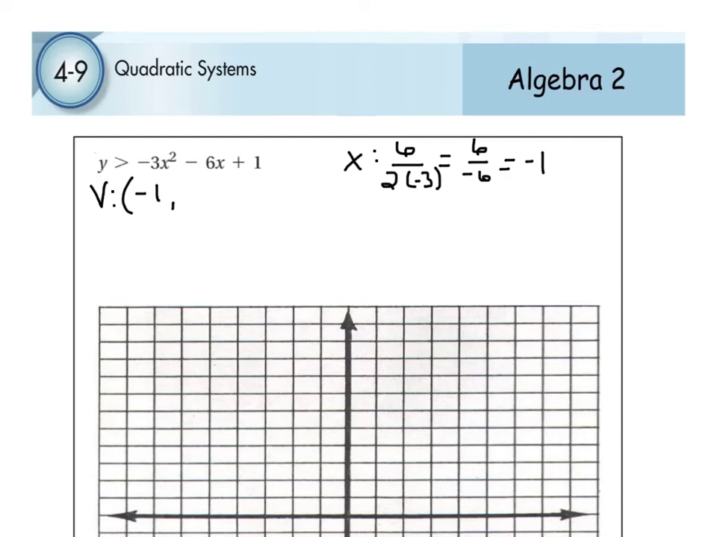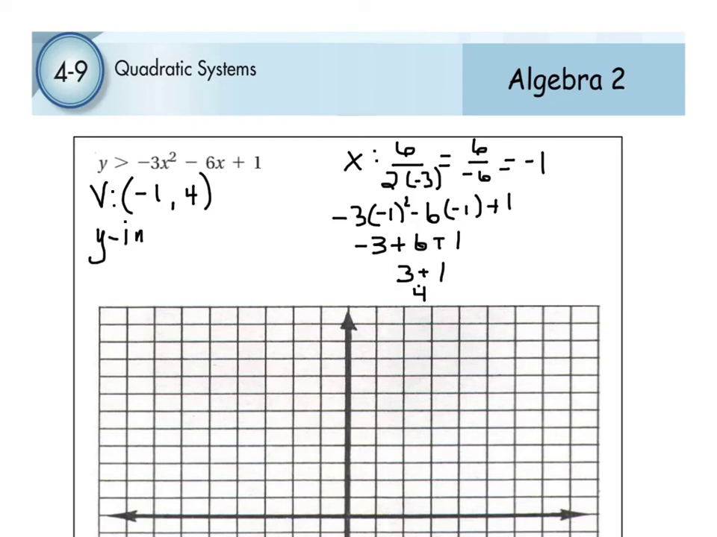If I put -1 in, I've got -3 times -1 squared minus 6 times -1 plus 1. -1 squared is 1. Times -3 is -3. This is going to be plus 6, because -6 times -1 is positive 6. And plus 1. Minus 3 plus 6 is 3. Plus 1 is 4. So my vertex is the ordered pair -1, 4. The y-intercept is the ordered pair 0 and C, which is 1. And now I'm going to plot.